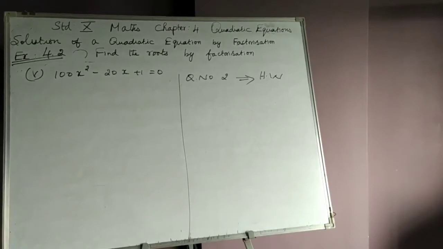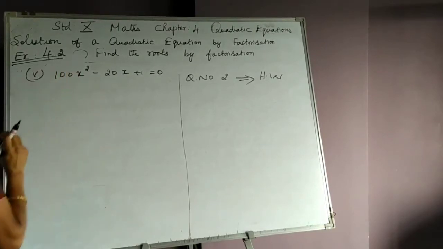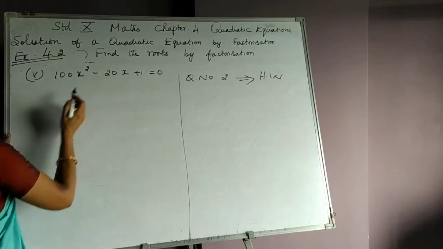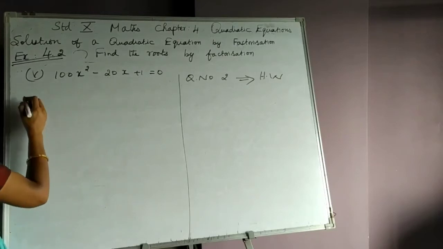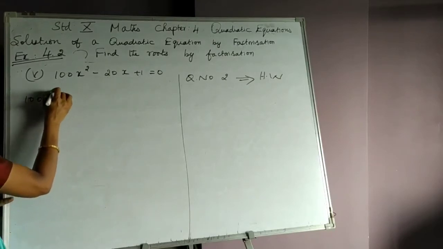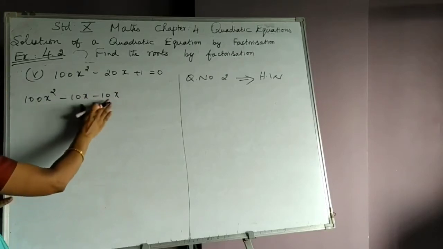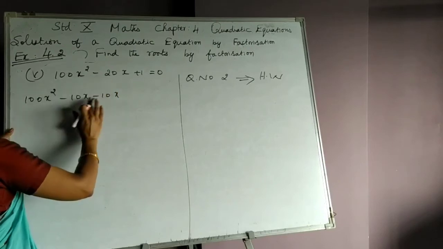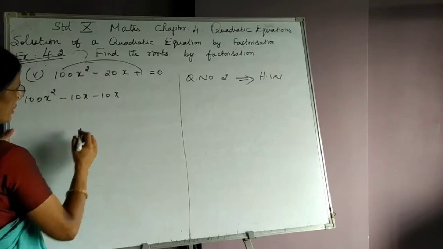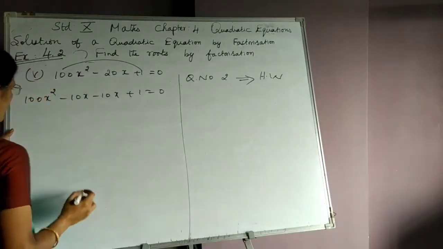First question, fifth sum. Find the roots by factorization. It's 100x square minus 20x plus 1 equal to 0. We go for splitting the middle term. The numbers are minus 10, minus 10. If you add minus 10 and minus 10, we get minus 20. Multiply, we get the product 100, plus 1 equal to 0.